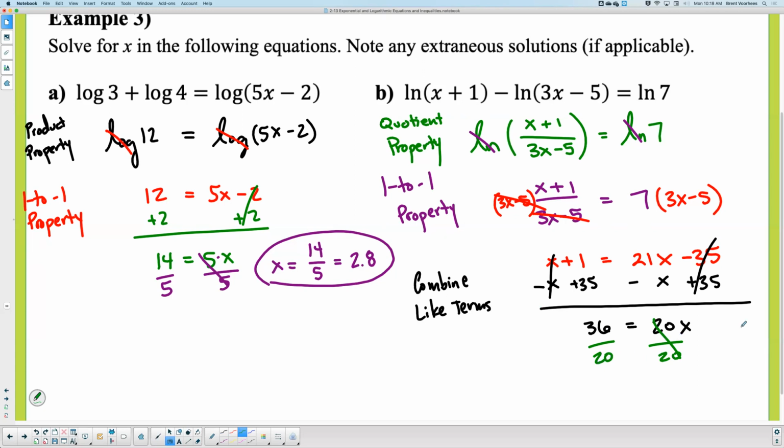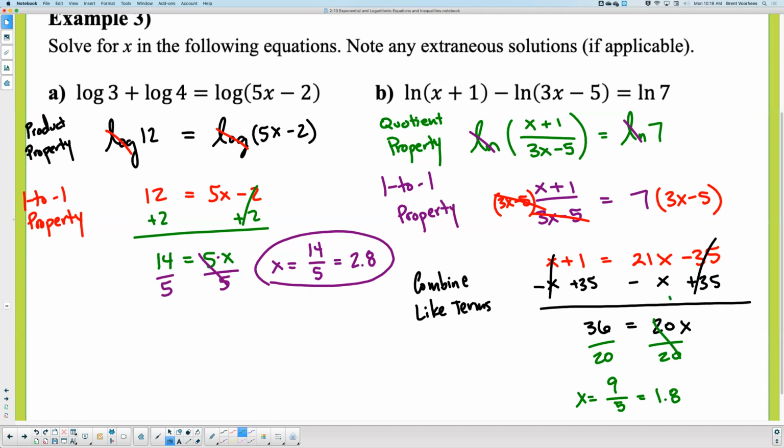Now, 4 can go into this. So I could say 4 goes into 36 how many times? 4 goes into 36 nine times, and 4 goes into 20 five times. And that's the same thing as 1.8. So we can say this is our answer. But we might have a problem here.